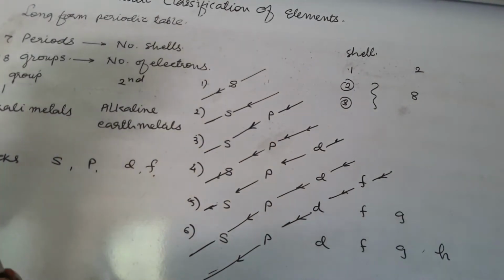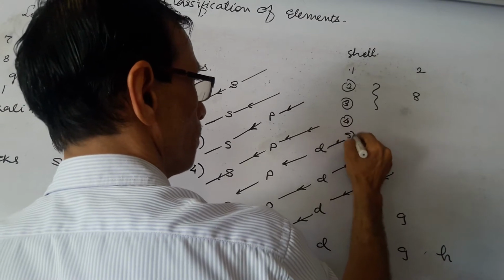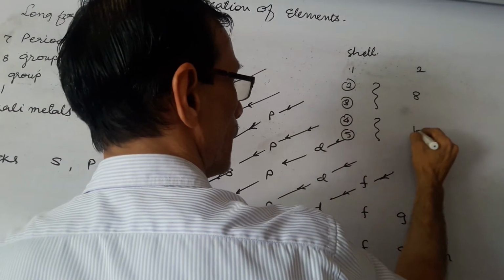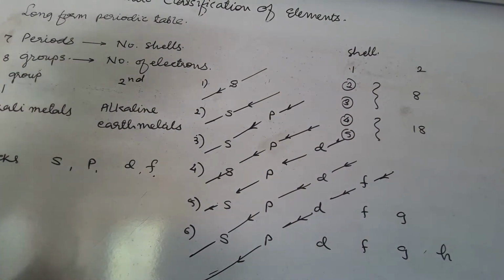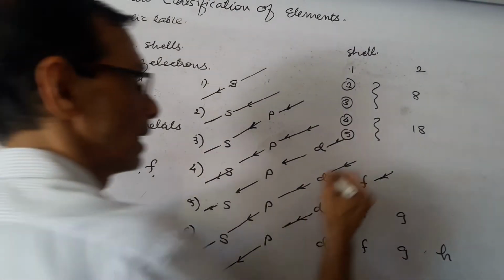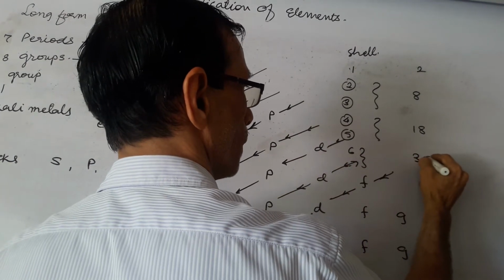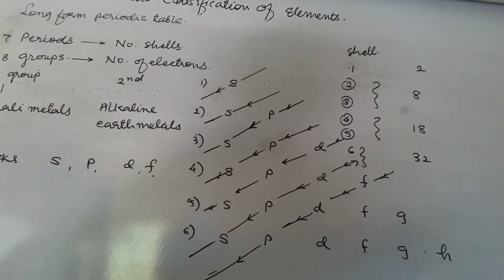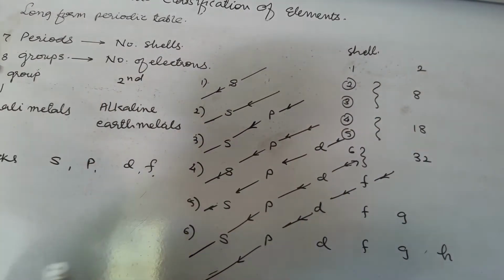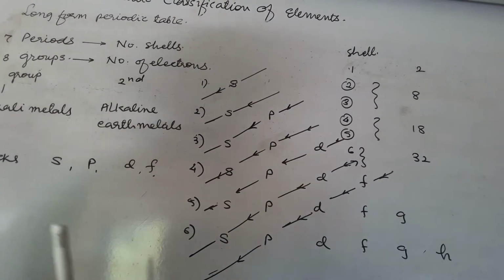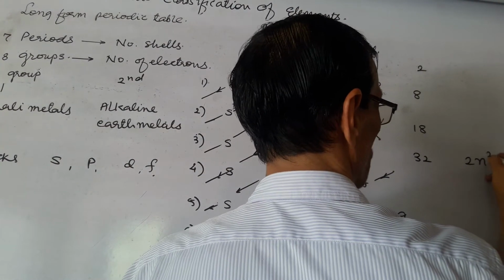Then you find that the fourth and fifth have 18 elements. Again, the transition elements have come here. 18 elements. And 6 and 7 have 32 elements. Now see this number. Have you studied this number, or have you seen this number somewhere? Yes. You find that this number is related to 2n square.